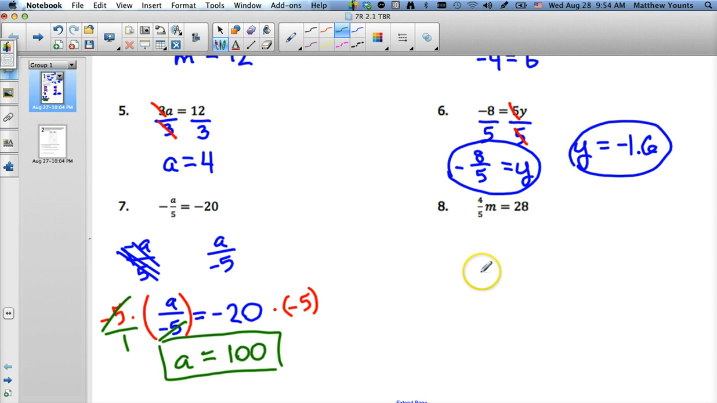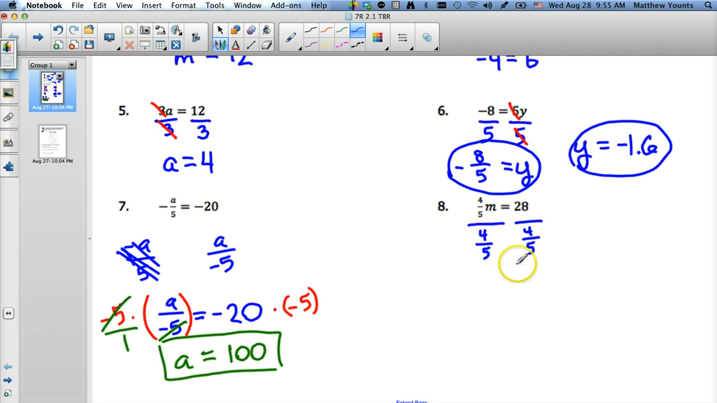Okay, for number 8, we have 4/5 m equals 28. So for this one, it's 4/5 times m. Again, to get rid of multiplication, we divide. So we're going to divide both sides by 4/5. Now, if you look at this and you think this is written kind of weird, you'd be right. We usually don't write a fraction inside a fraction. We have 4/5 over 4/5, and that looks a little bit strange.